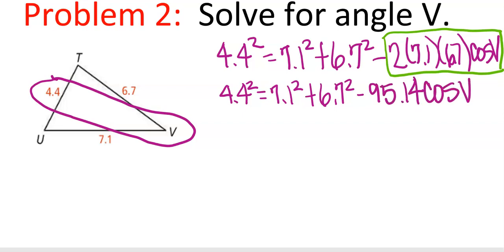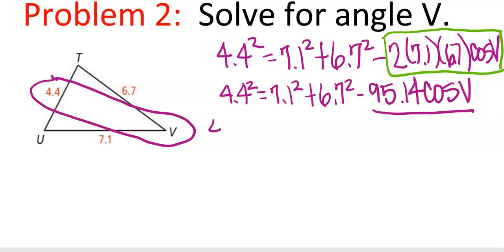cosine V. Again, this stays together, so don't do anything with it now. But how can I get 7.1 squared to the other side? What do I do with it? Add it, subtract it, what do I do? What's ahead of it when there's no number? Plus, how would I get to the other side? Subtract it. So the other side's going to look like this, and I don't want to write down those big numbers. That's why I'm leaving them the way they are.